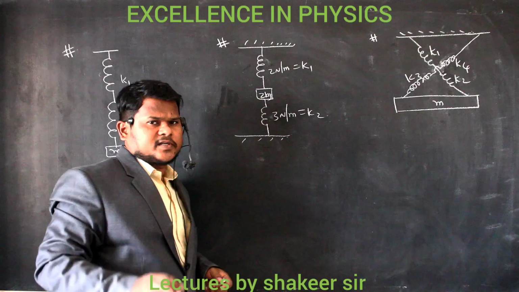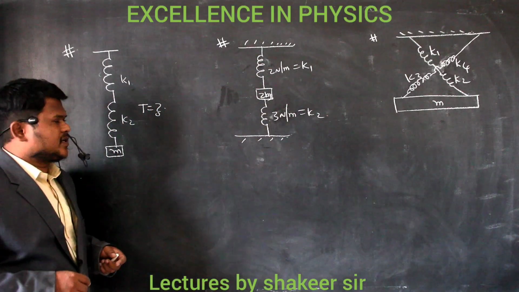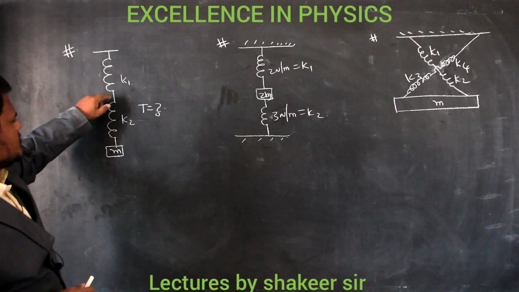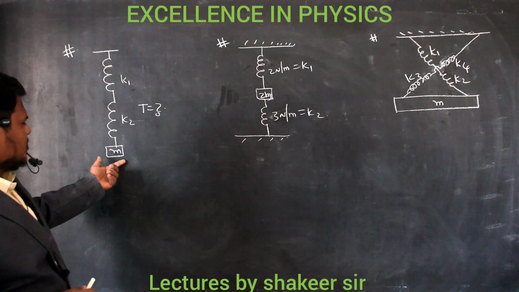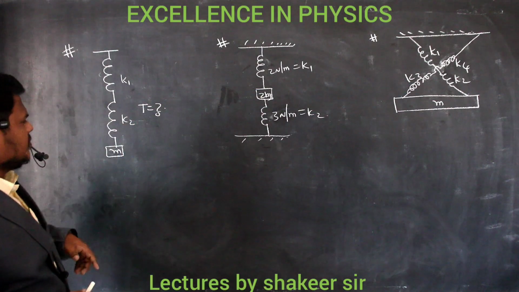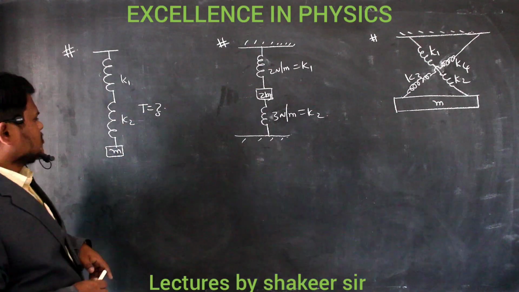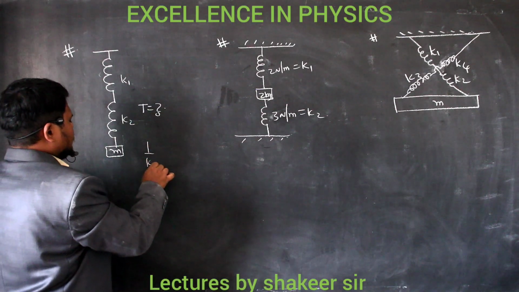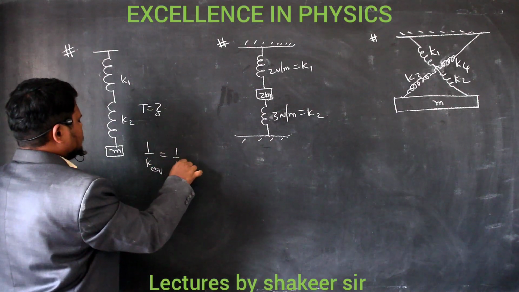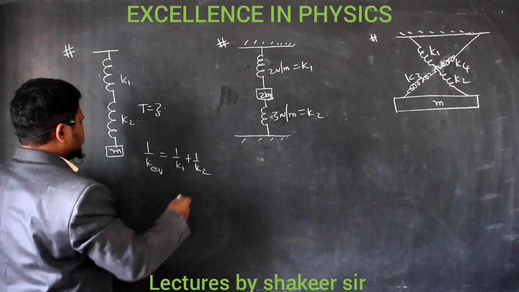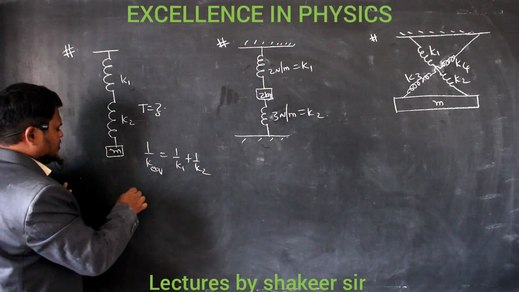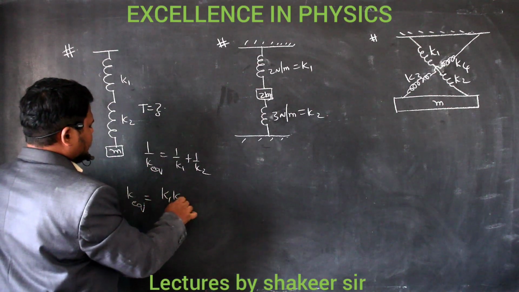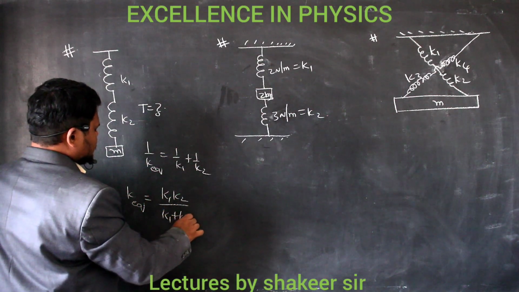Some examples in series and parallel combination of these springs. First of all, this is the given question: two springs whose K values are K1 and K2, and a mass of M is attached. What is the total time period of this combination? They are connected in series. Therefore I can write 1 by K equivalent is equal to 1 by K1 plus 1 by K2. Clear? If I take the LCM, then K equivalent is equal to K1 K2 divided by K1 plus K2.